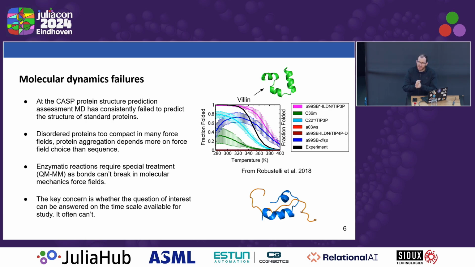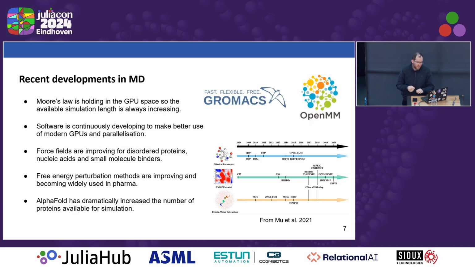If you want to do enzymatic reactions, you can't use classical molecular dynamics because bonds can't break, and so you have to use QM/MM or pure QM simulation, which is much more expensive. And really the key concern is whether your question of interest can actually be answered on the timescale available for study. And often the truth is it just can't. So recent developments, well, Moore's law is kind of holding in the GPU space, and so the available simulation length is going up and up.